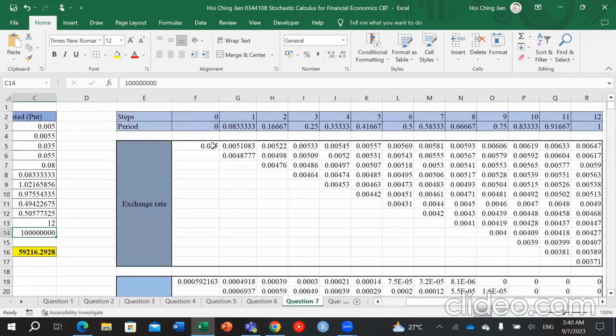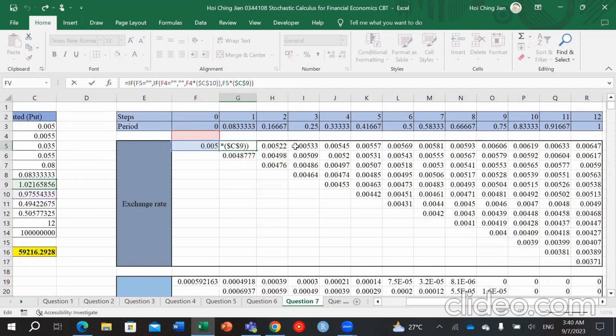First of all, we list down the 12 periods of the binomial tree by using the if-else function. The first value, of course, is our X0, 0.005 at time 0. For period 1, we use the if-else function. If the left cell is blank, we go into another if-else function. If the left upper cell is blank, we get blank. Else, we get the left upper cell multiplied by D, so we go downward. Else, we get the left cell multiplied by U.